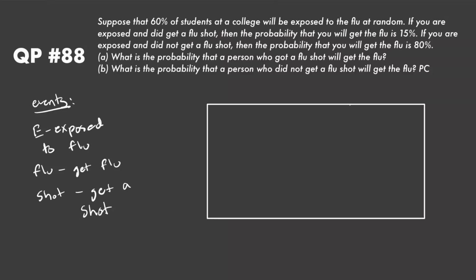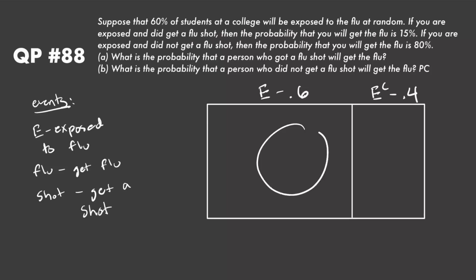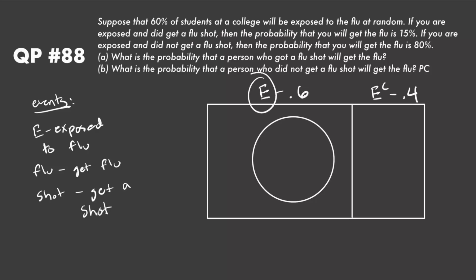So first thing we know is that 60% of all students get exposed to the flu. So our event E will occupy 60% probability mass of our total space, and then E complement will necessarily have 40%. So now where should our flu bubble go on the diagram? The first thing we need to realize is that if you are not exposed to the flu, then you cannot possibly get the flu, right? That's just what's implied by the word exposed. So there's going to be no part of flu that intersects with E complement because you can only get the flu when you are exposed.